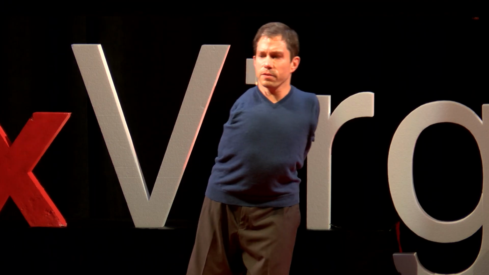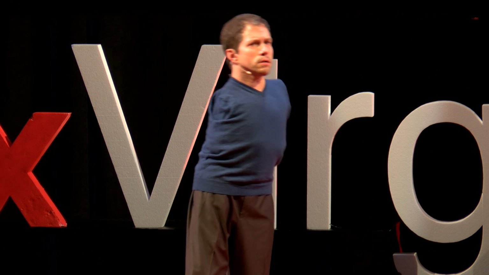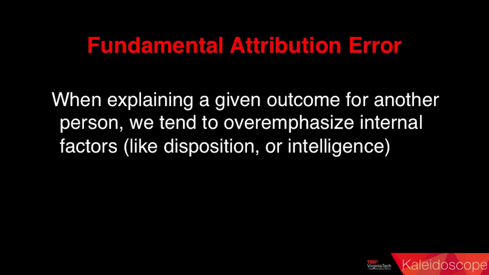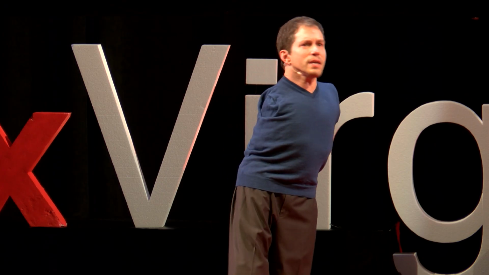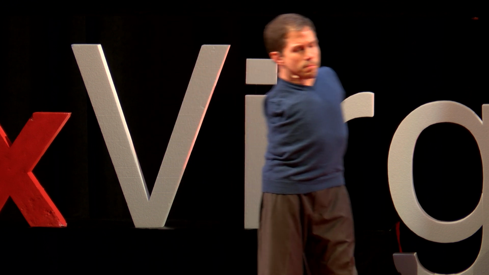A way of thinking about this is what's called the fundamental attribution error. And this was in 1977, Lee Ross and Edward Jones started writing about this. The idea that when explaining a given outcome for another person, we tend to overemphasize internal factors. And it's a natural bias, and I don't think we need to beat ourselves up about it, but I argue that we should try to recognize and try to minimize how often we take cognitive shortcuts when explaining another person.